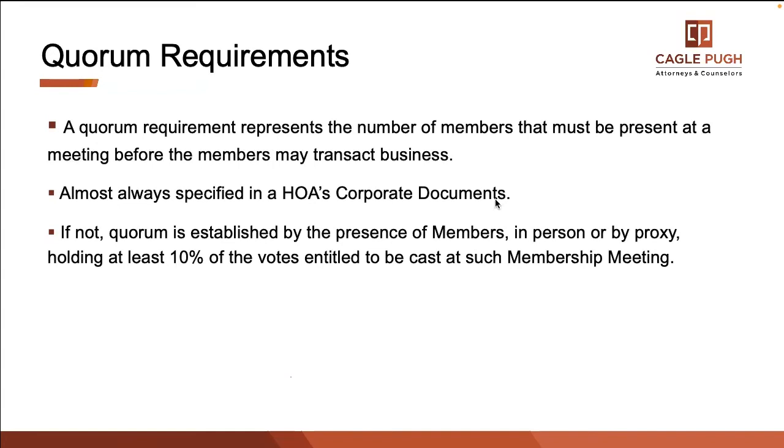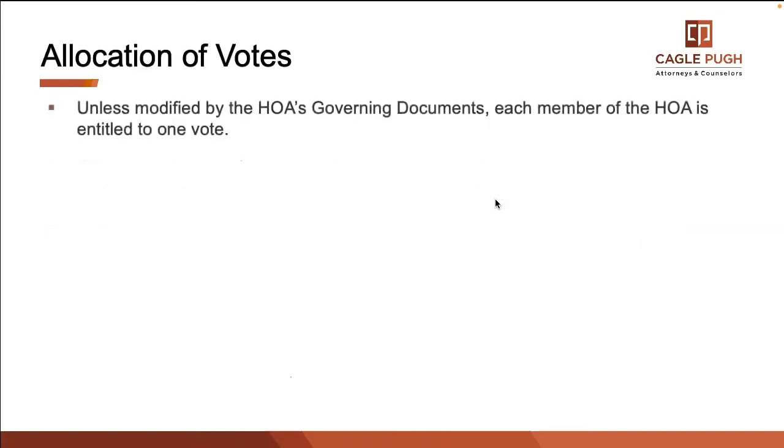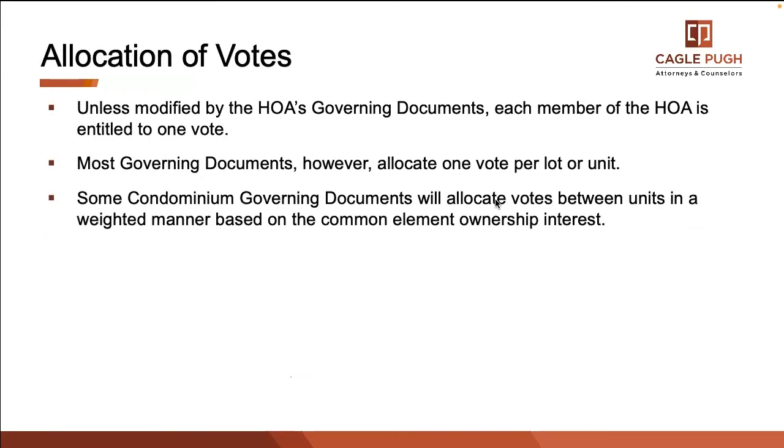If it's not specified, the quorum is established by 10% of those holding votes in the association being present at the meeting in person or by proxy. Unless it's modified by the HOA's governing documents, every member of the HOA is entitled to one vote. Most governing documents are going to allocate one vote per lot or unit. Of course, there are some associations where you've got weighted votes because of the interest in the common area, square footage, something like that.